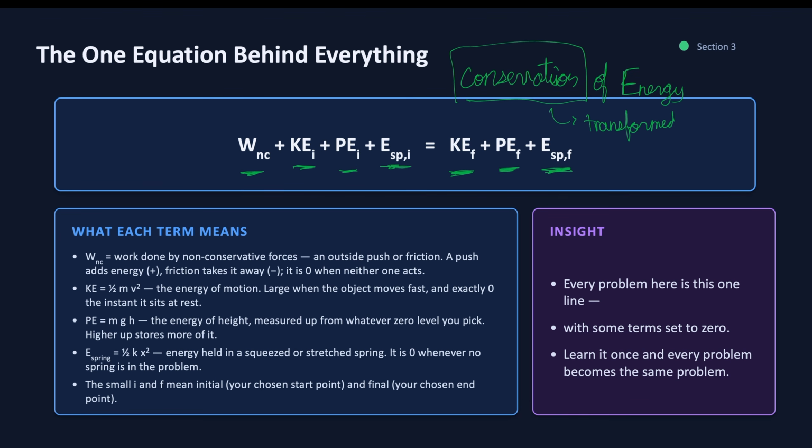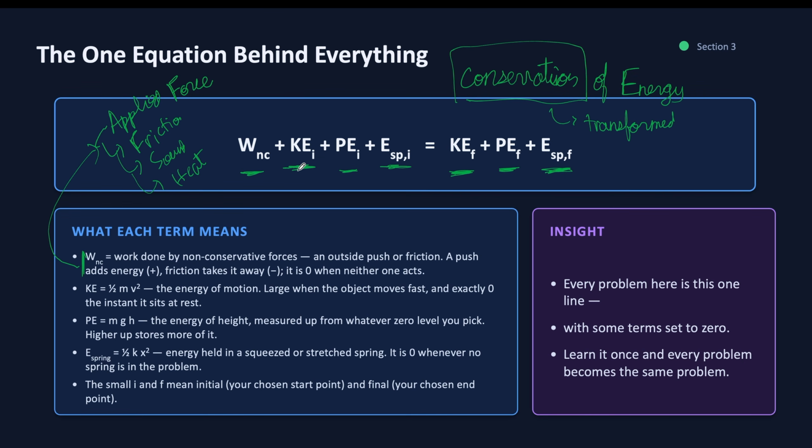So what does each one of these terms mean? Work non-conservative is work done by non-conservative forces, okay? You remember when I explained non-conservative forces, I said those were applied forces, right? Where you could push or you could pull. Or there could be friction or sound, right? Or heat. Lot of scenarios here. But these are your non-conservative forces, okay?